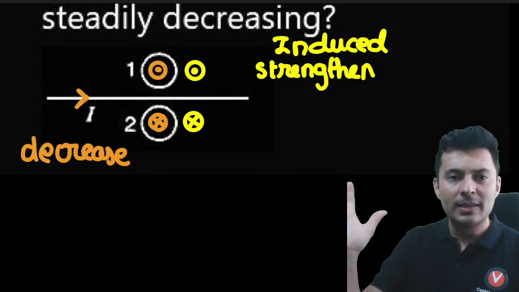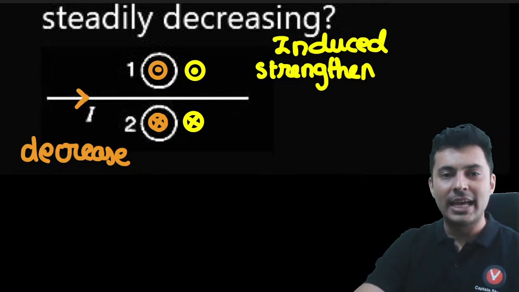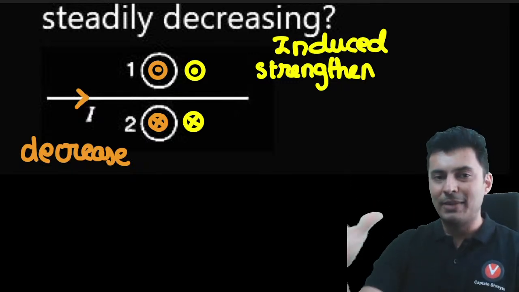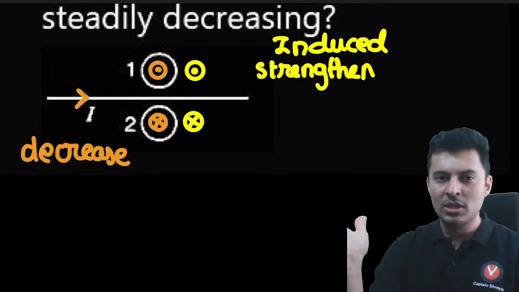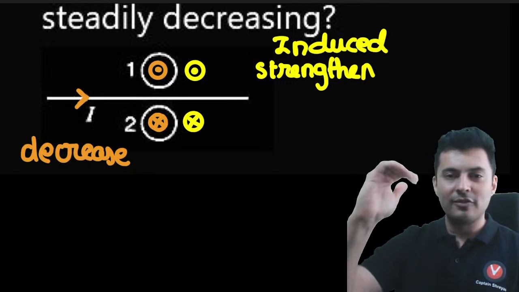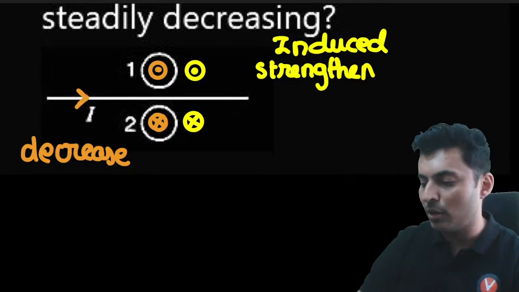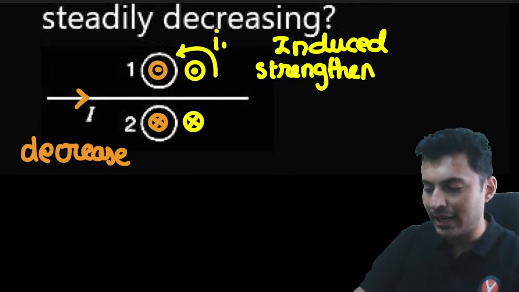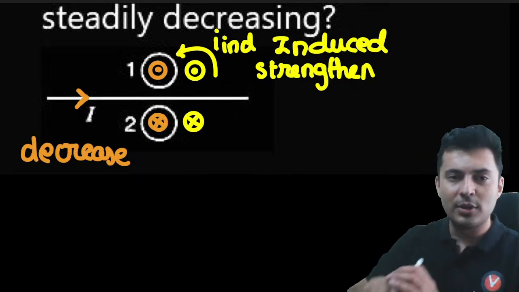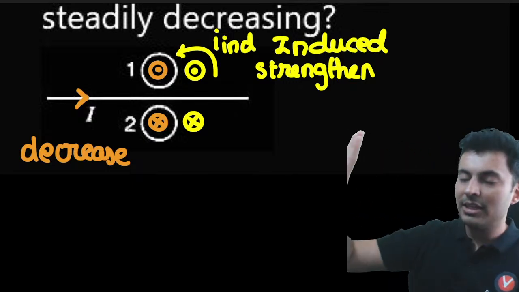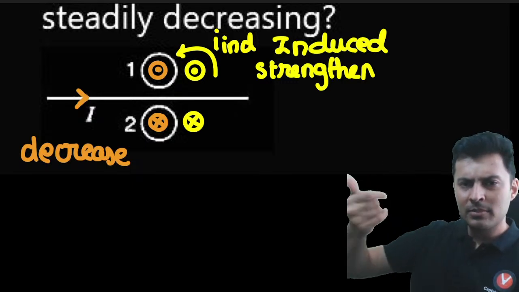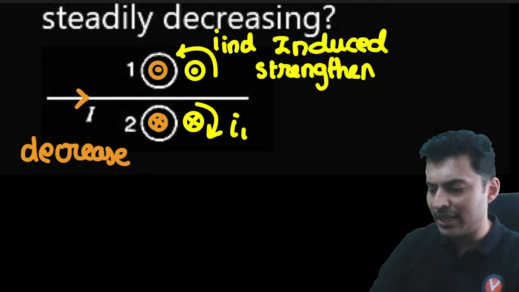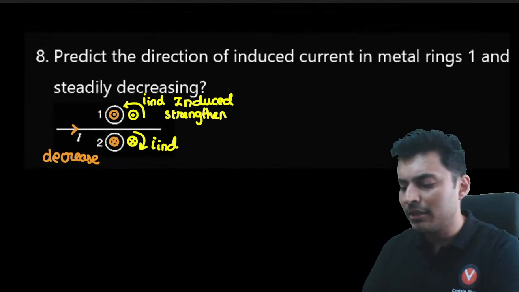Now, if you look at the upper coil, if you hold your thumb in the direction towards you, because the magnetic field induced is towards you, you will see that your fingers will curl in the anti-clockwise direction. That is the direction of induced current here. Whereas for the bottom one, the magnetic field is away from you. Hold the thumb, the fingers will curl in the clockwise direction. That is the induced field in the below coil.